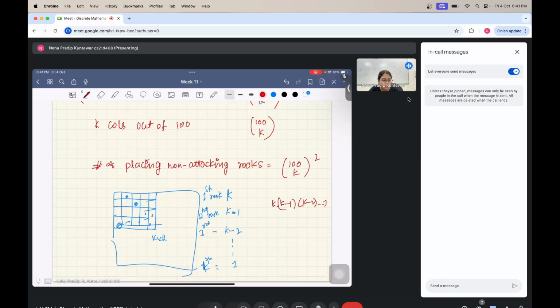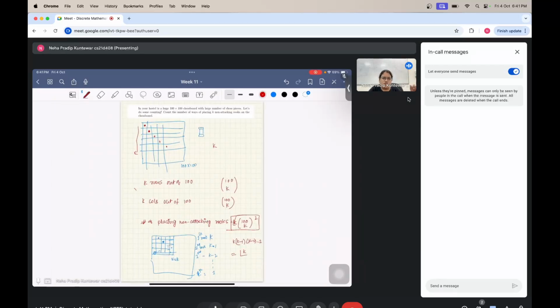This is the rule of products that we apply, and this is same as k factorial. So essentially you are choosing the rows and columns in 100 choose k square ways, and then you are multiplying it with k factorial, so as to arrange which column in each row the rook should go to. So this is the total number of ways in which you can do this. So I hope that is clear.